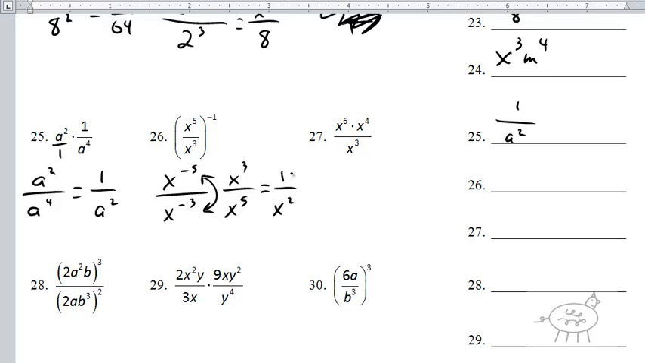And again, some of you are saying, well, where's that 1 come from? Well, you need a placeholder. You're certainly not going to write an answer of just x squared on the bottom with nothing on top. It doesn't even make sense. Okay, it's 1 over x squared.